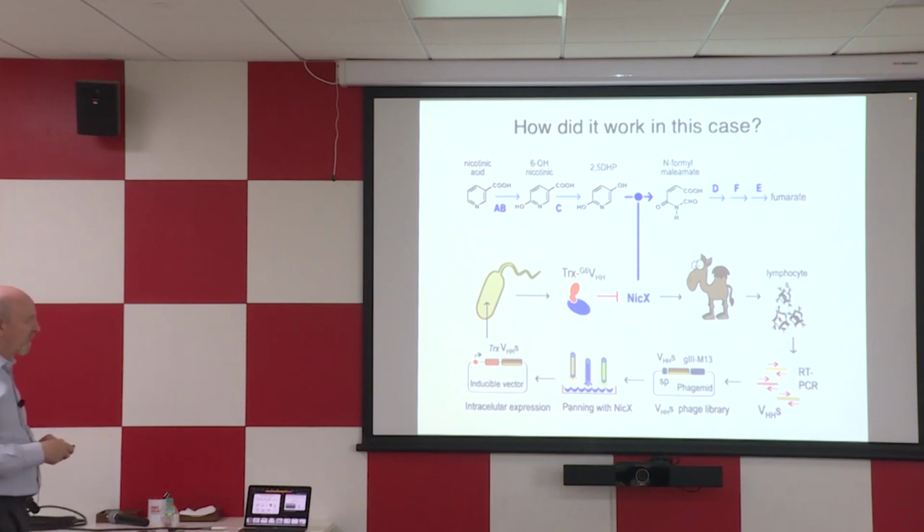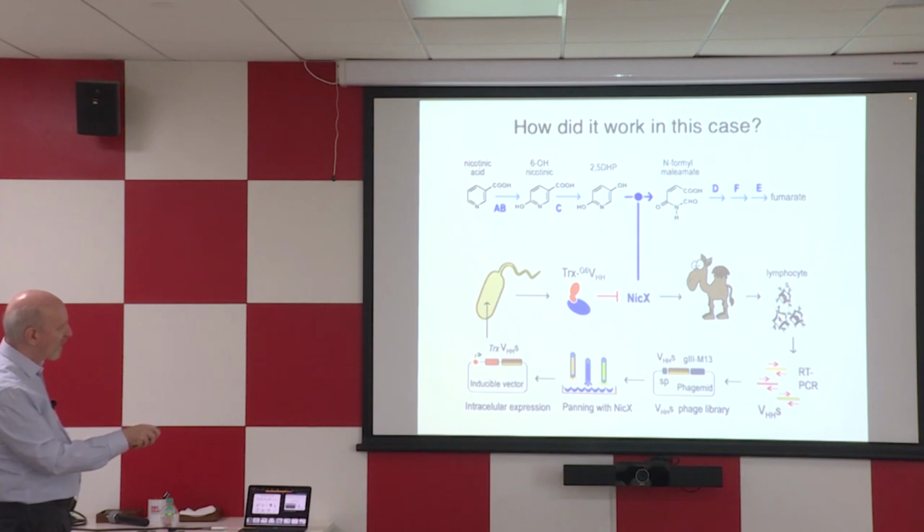This is the pipeline. This is the entire pathway. This is the step that you want to inhibit, which is brought about by the enzyme called NicX. So we purified NicX, this enzyme. Then we inoculated a camel. We took the lymphocytes and PCR-amplified the corresponding sequences. We brought these sequences to a phage display system.